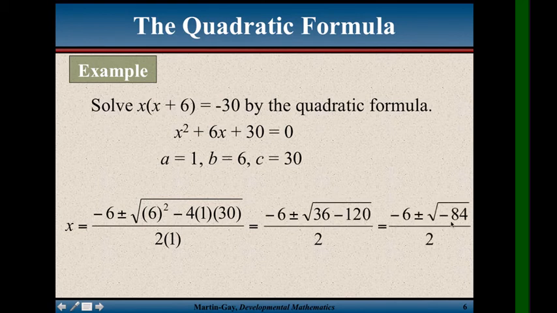So for this particular example, there's no real solution for this because our square root is of negative 84, and probably we will get an imaginary number here.